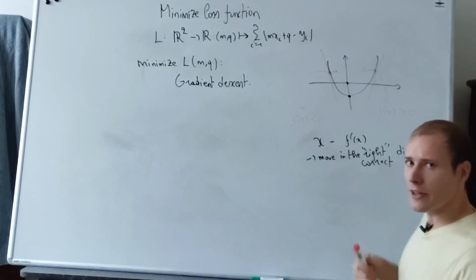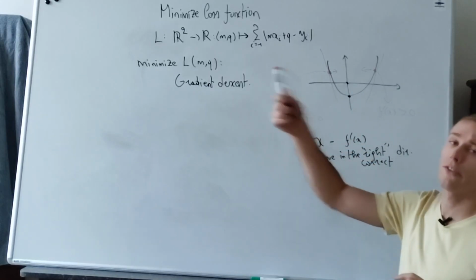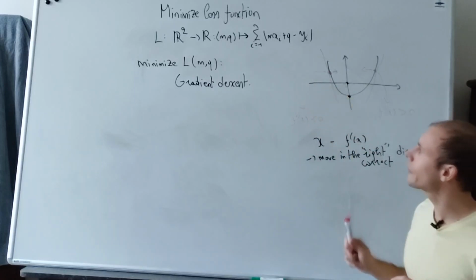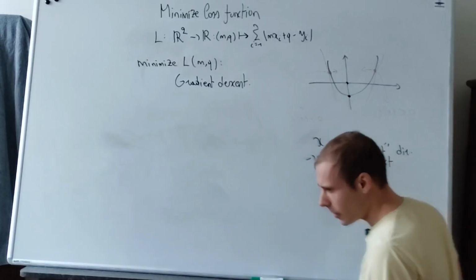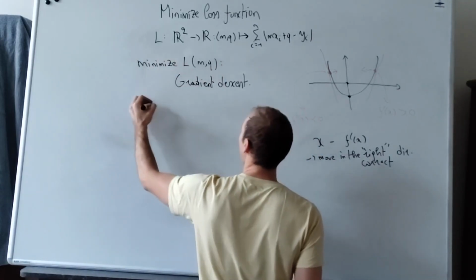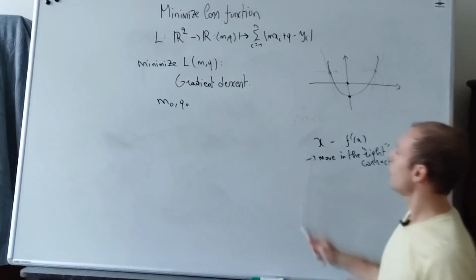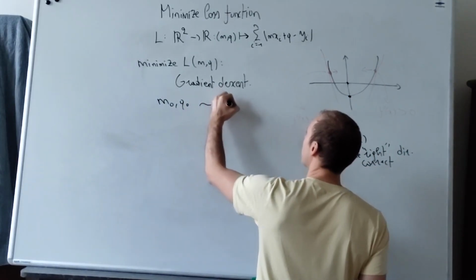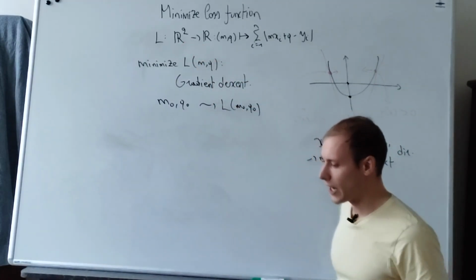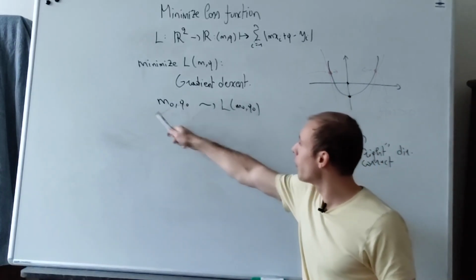Of course, this is something for functions of one variable. Remember that, and we will see another example in a few videos' time where we will have lots of input variables. What we can do is, let's say we have m0 and q0. We calculate the loss at m0 and q0, evaluating this big function L here. But then we are going to update our function weights m and q.